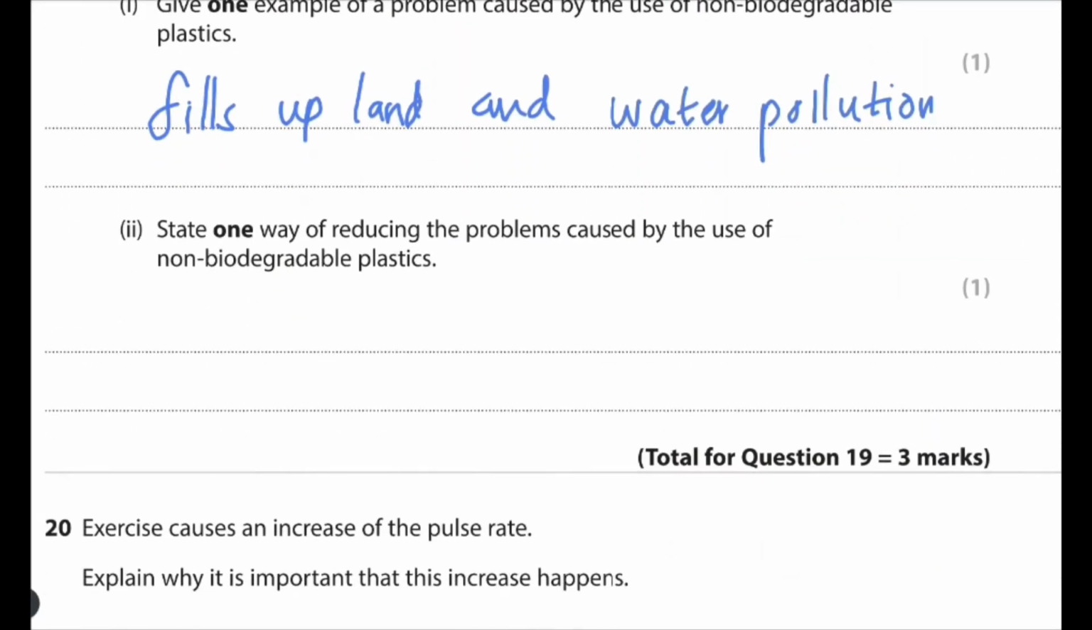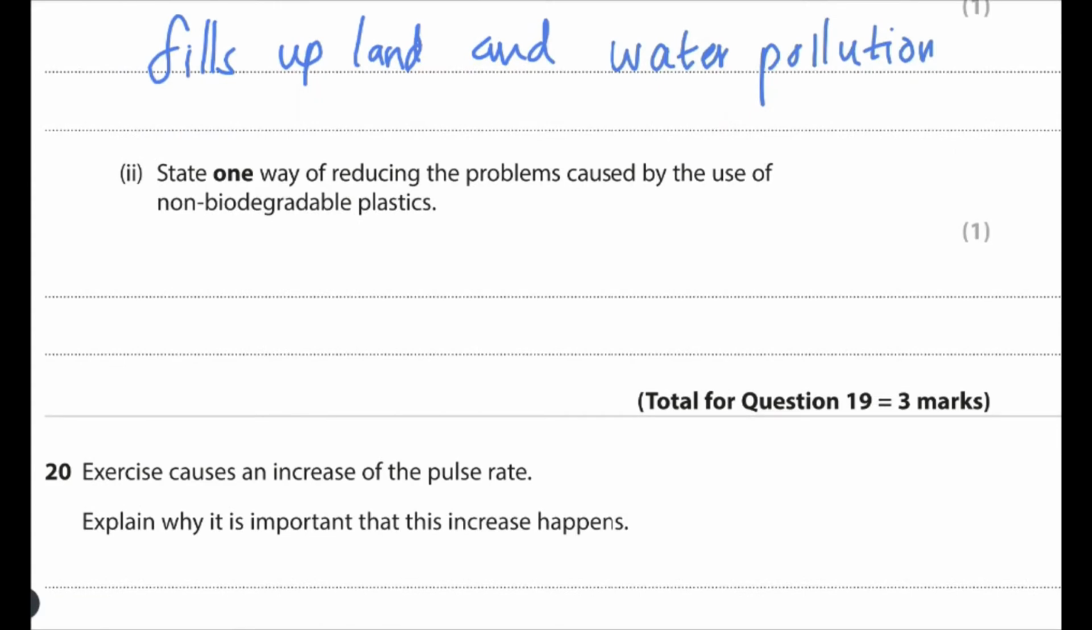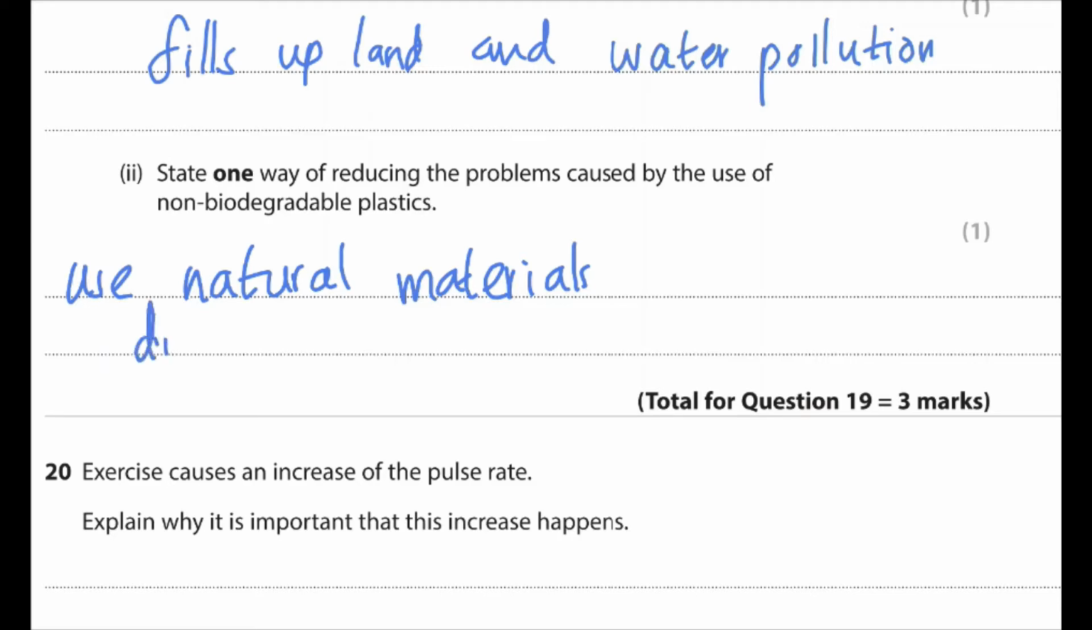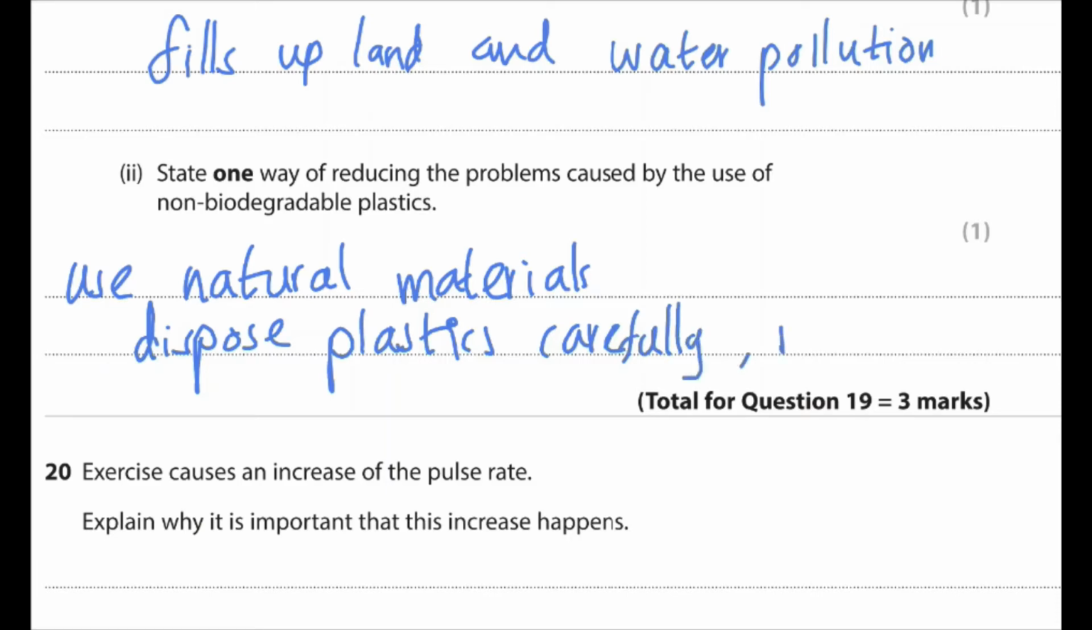Going to next, state one way of reducing the problems caused by the use of non-biodegradable plastic. This one we can use natural materials. And you can say we can dispose plastics carefully. And we can say recycle or reuse them.